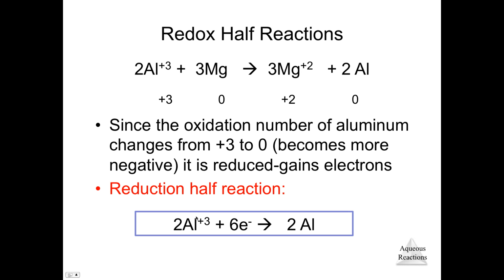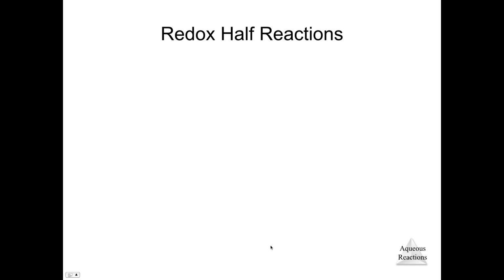Notice how -6 on the electrons and +6 on the aluminum ions add up to 0. We also have 0 on the right, so that's an important thing to remember: to balance the charge left and right.